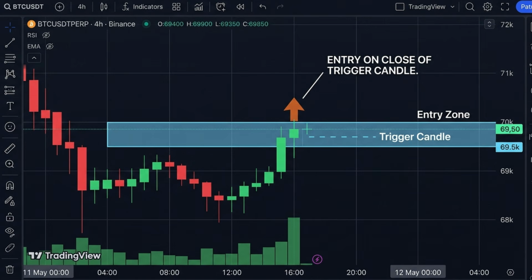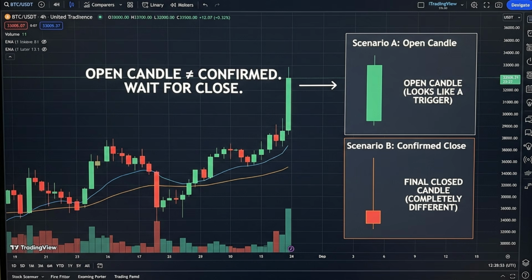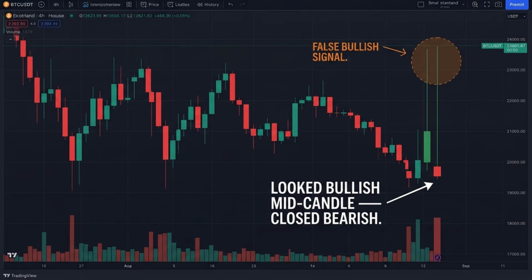You enter on the close of the trigger candle, not before the close. The close is what confirms the signal. An open candle can look like a trigger and then close as the opposite. Always wait for the close.